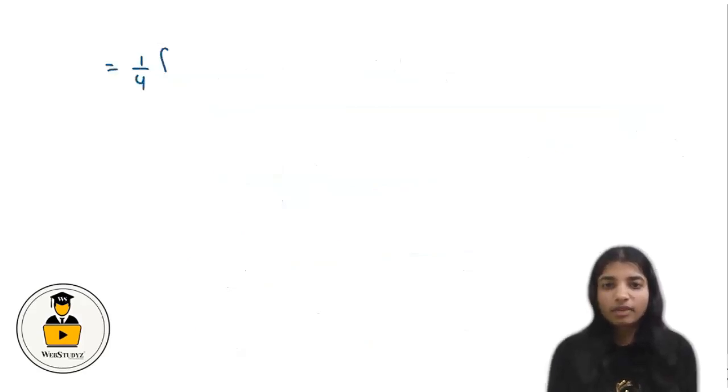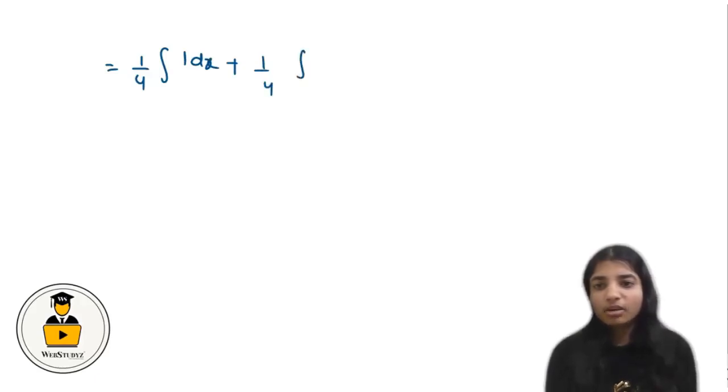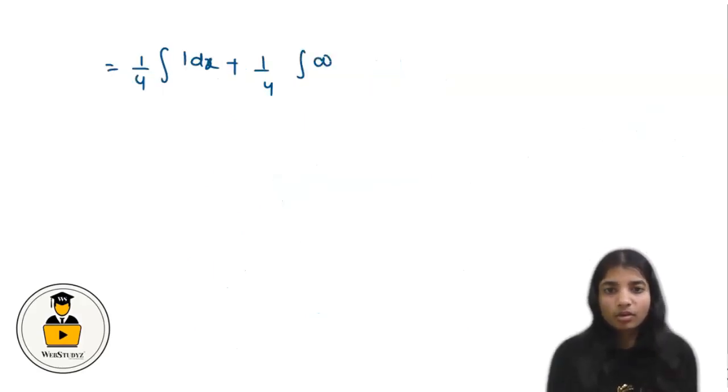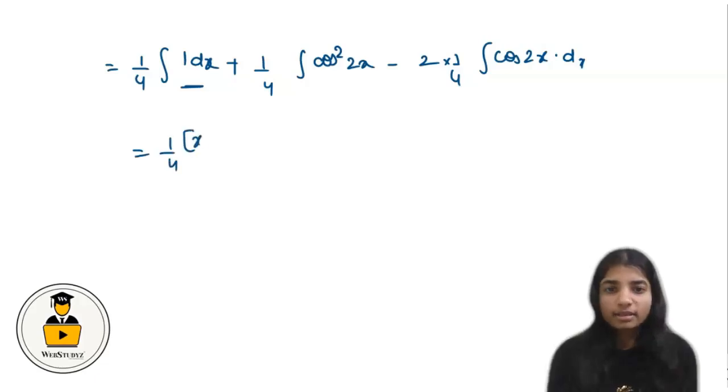So this equals 1 divided by 4. We can separate the integral: the integral of 1 dx, plus 1 divided by 4 multiplied by the integral of cos square of 2x dx, minus 2 multiplied by 1 divided by 4 integral of cos of 2x multiplied by dx. The integral of 1 with respect to x equals x, plus 1 divided by 4 multiplied by the integral of cos square of 2x dx, minus 1 divided by 2.